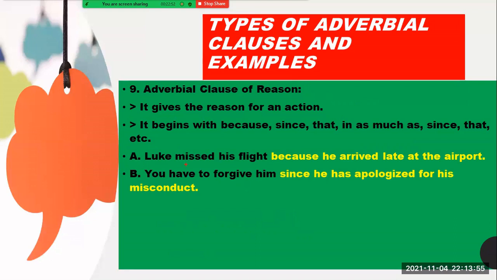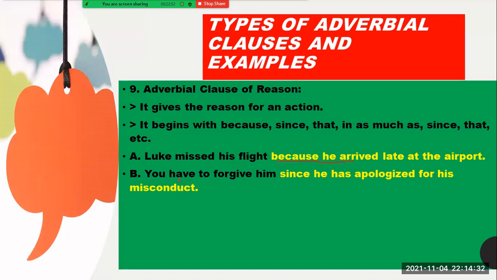Luke missed his flight because he arrived late at the airport. Now, an adverbial clause of reason provides the answer to the question why. So if we put a full stop after the main clause, if you say Luke missed his flight, someone wants to know why he missed his flight. And so the adverbial clause of reason provides the reason quite clearly. Because he arrived late at the airport, that's just the clear reason he missed his flight.